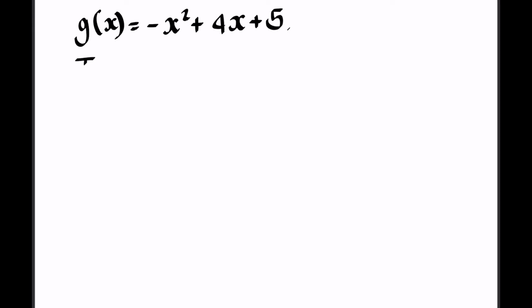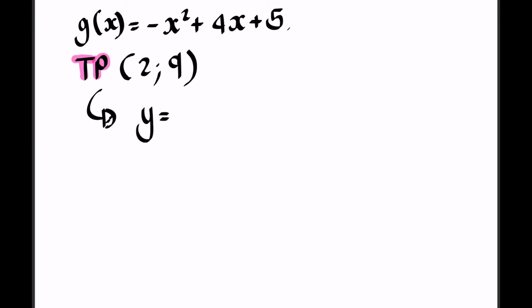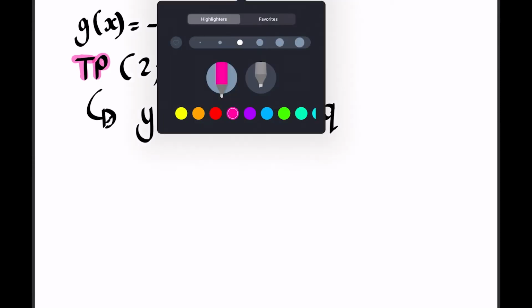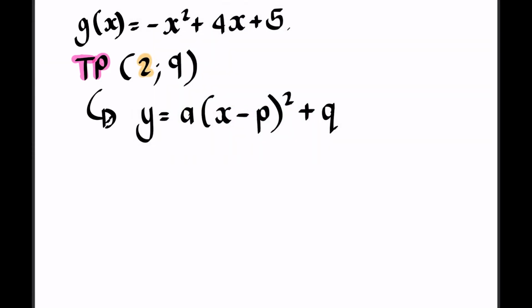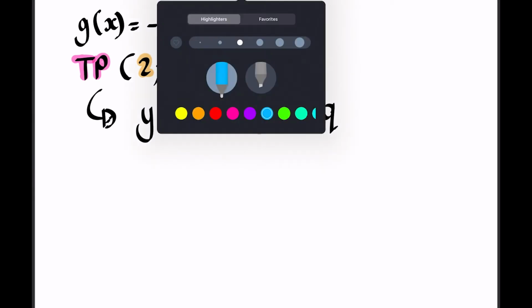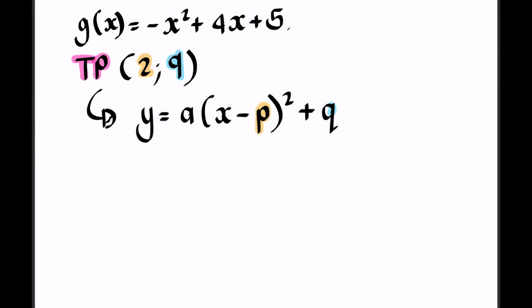We know that the turning point is (2, 9), which means that I can now fill in my turning point equation, which is y is equal to a into x minus p all squared plus q. So this is the p, and in our turning point, the 9 is the q. Remember that we were given the x coordinate as a 2.